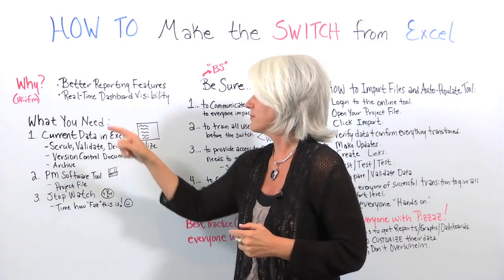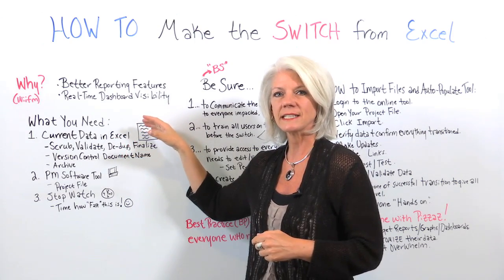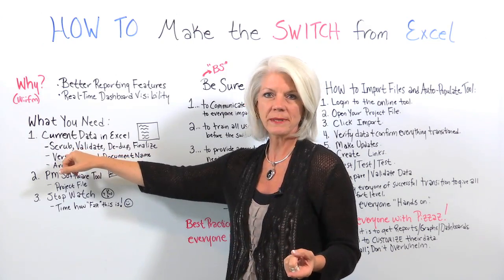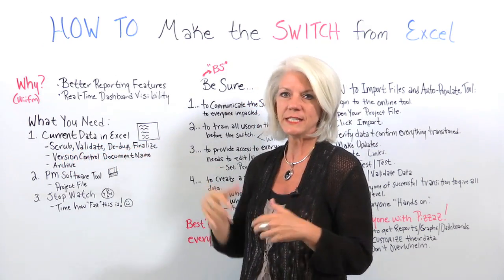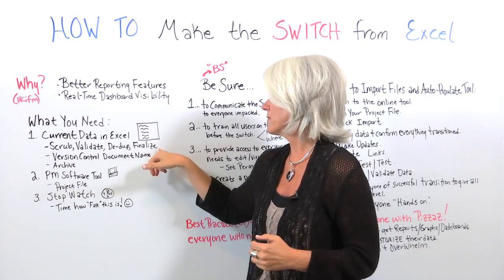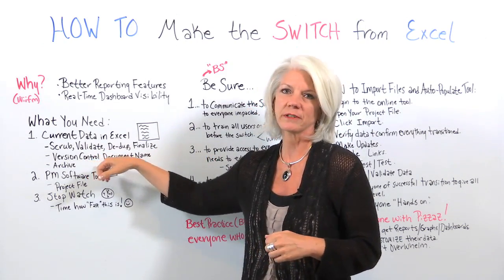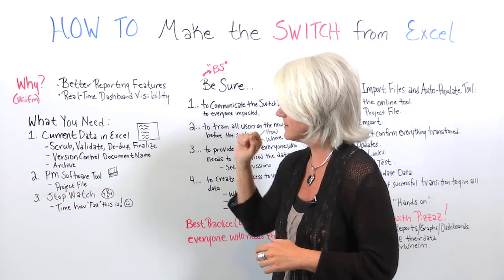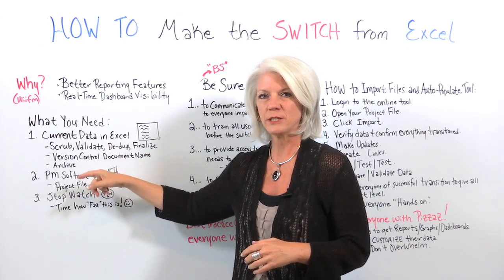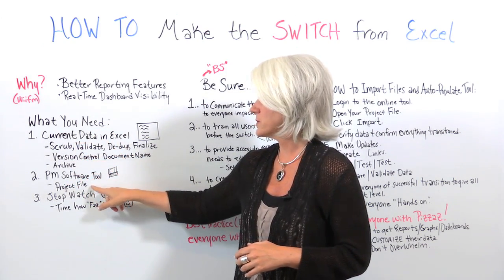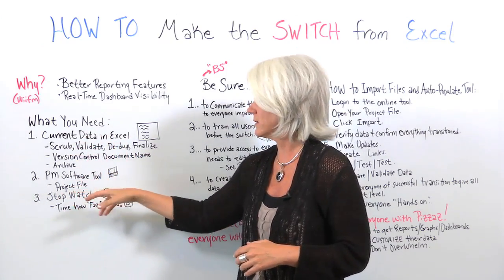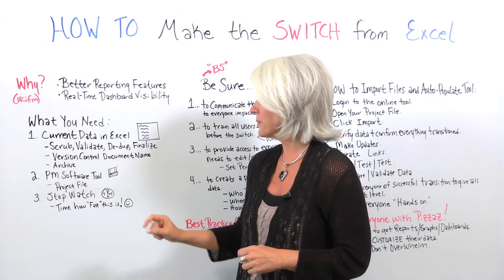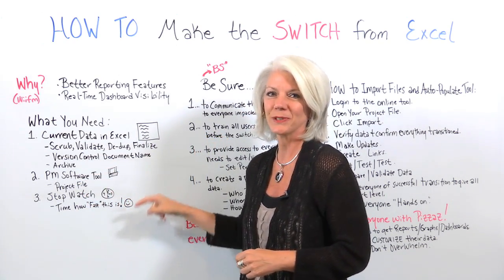Well, first of all, what do you need? You need three things. First, you need your current data in your Excel spreadsheet. And before we import that, you want to be sure to scrub the data, you want to validate it, you want to dedupe it, meaning remove duplicates. You want to finalize that data. You also want to put a version control on it and archive it so you know that this is the last file we imported. You also need your project management online software tool. And you want to create beforehand your project file that you're going to import into. And then I want you to have a stopwatch because I want you to time how fast this really is.